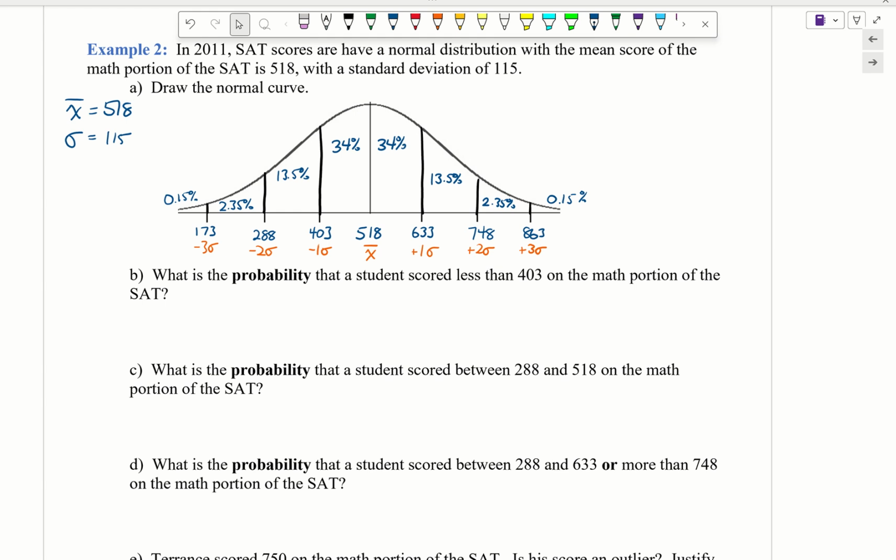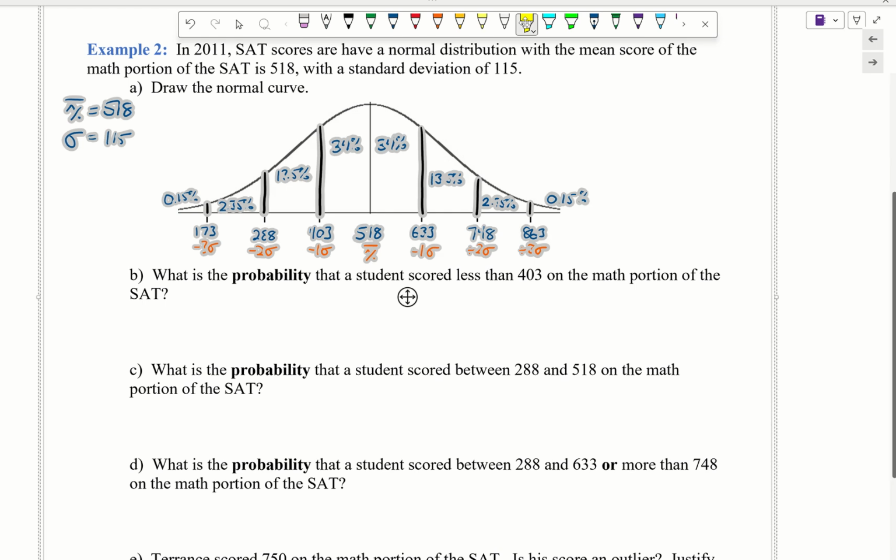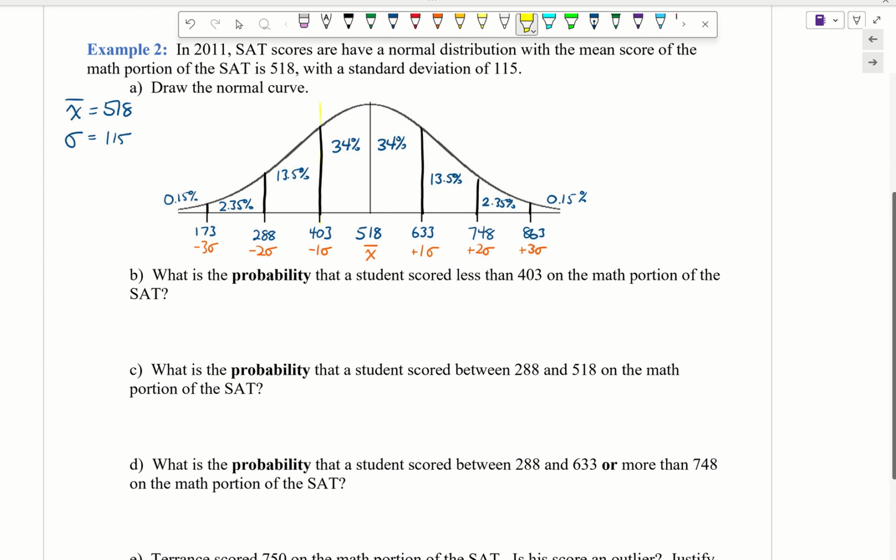For part B, what is the probability that a student scored less than 403 on the math portion of the SAT? 403 falls right here, 1 standard deviation below. We want to know what percent is less than. The quickest way, in my opinion, is to take 50% and subtract 34%, so 16%. Probability can be written as a percentage, but it can also be written as a decimal. So 16% is the same thing as 0.16. You should be familiar with those 2 terms.